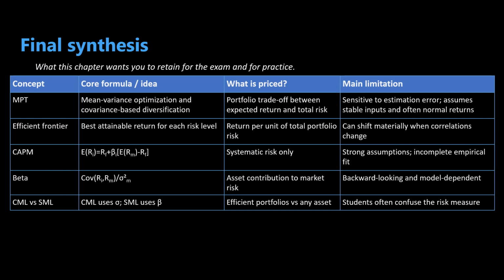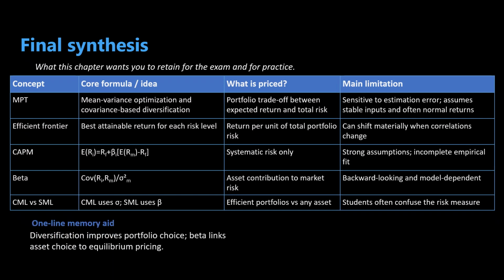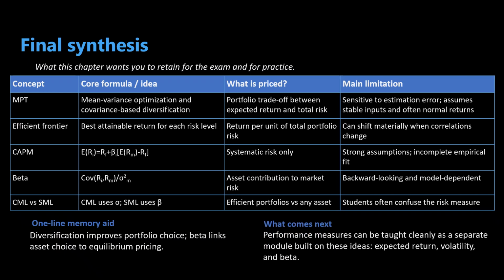Now comes the structured synthesis of everything we have covered so far. This can be a good exam-ready reference. First, modern portfolio theory, MPT. It is of course the foundational framework. It frames portfolio selection as a mean variance optimization problem. The core contribution is showing how correlation drives diversification and why risk must be evaluated at the portfolio level rather than the individual asset level.